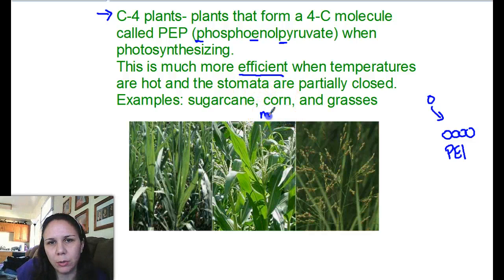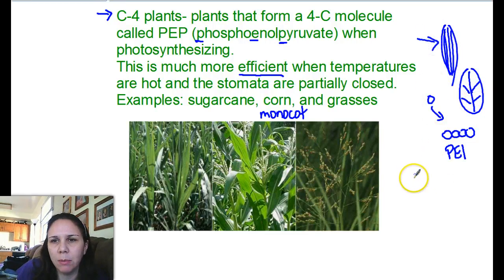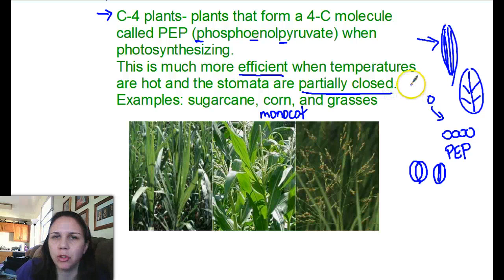A lot of them are monocots, I don't know if you remember this word, the leaves that have parallel veins like this, as opposed to leaves where it branches out like that, which are dicots. So if it's got a parallel type leaf, it's probably a C4 plant that makes PEP when it's doing the dark reaction. And so what happens in these is that the stomata, instead of being completely open during the day, are only partially open during the day. So they are partially open, partially closed during the day, especially when it's a little warmer.